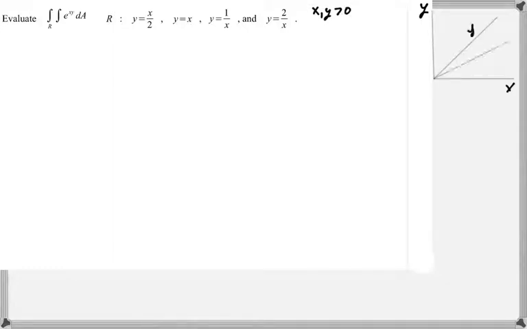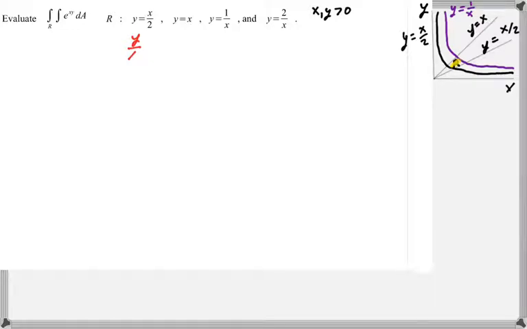So we have the identity y equals x. We have the other line y equals x over 2. We have the reciprocal function y equals 2 over x. And we have the reciprocal function, sorry, 1 over x, not y over x, 1 over x. And then there's our region R. So it's not a parallelogram, but we can still straighten this out and make this into a rectangular region.